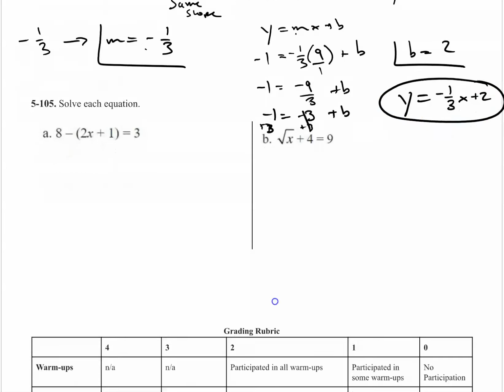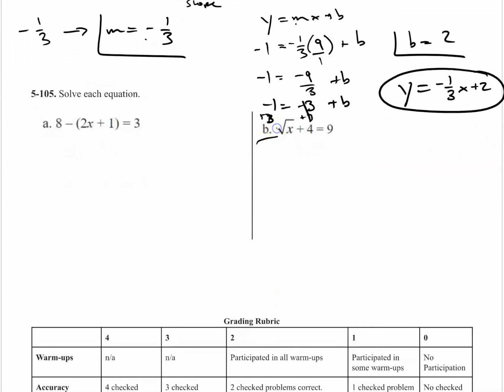Last one. I'm going to do B. I suggest you solve A in the same way. So let's not use a traditional method to solve this. Let's use the looking inside method. It makes it way easier. Okay. So what number plus 4 equals 9?